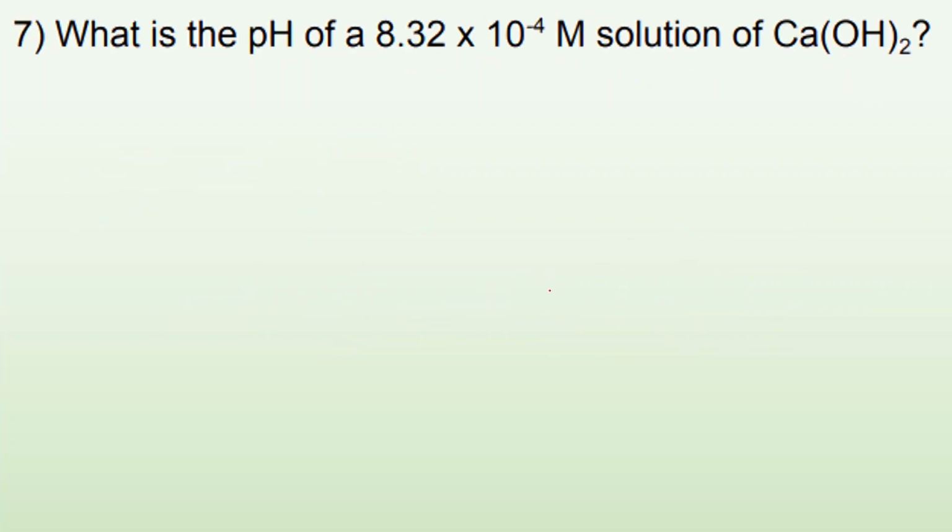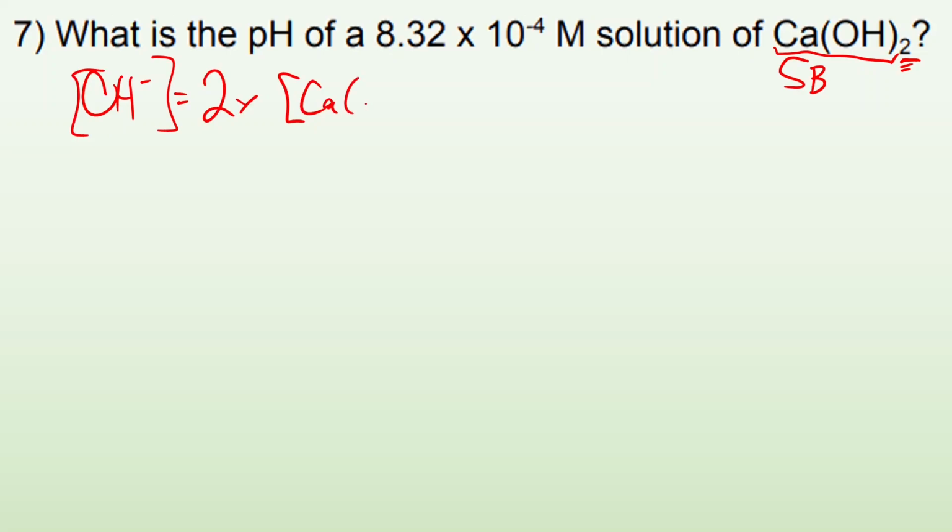What is the pH of an 8.32 times 10 to the minus 4 molar solution of calcium hydroxide? Now, this is a strong base that's giving us 2 OH minuses. So it will dissociate completely and give me 2 OH minuses for every Ca(OH)2. So the hydroxide ion concentration is going to equal 2 times the concentration of that calcium hydroxide, because you have 2 OHs for each of them. So I do 2 times 8.32 times 10 to the minus 4 gives me, you know what, I don't like this in between math. I'm just going to use this.